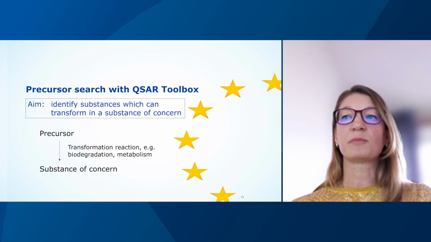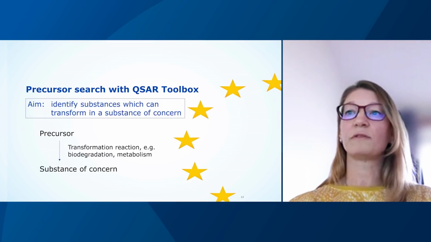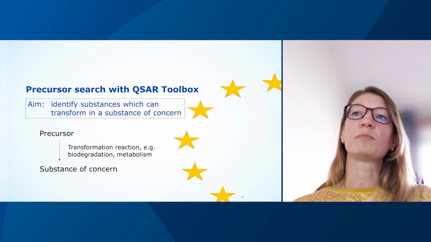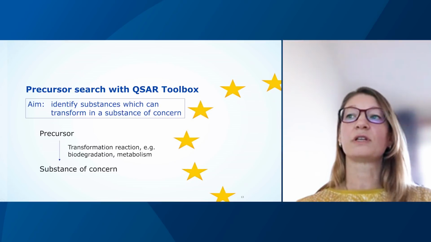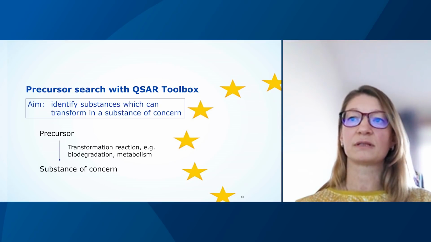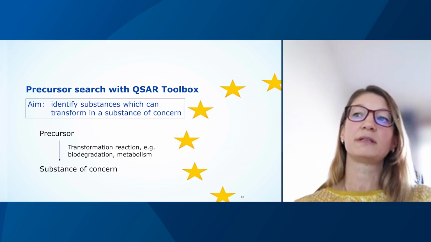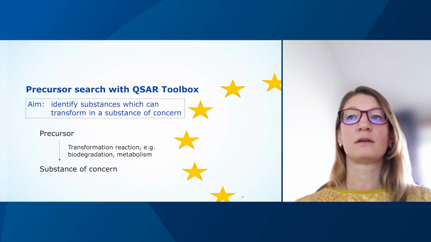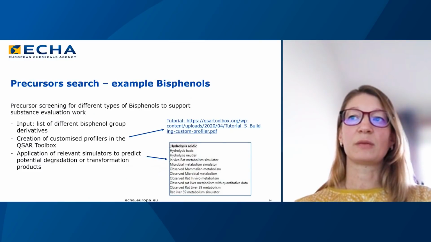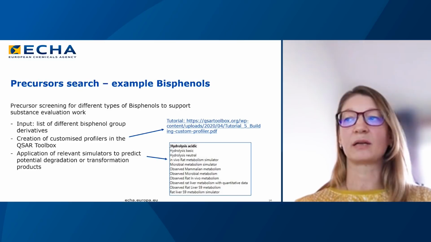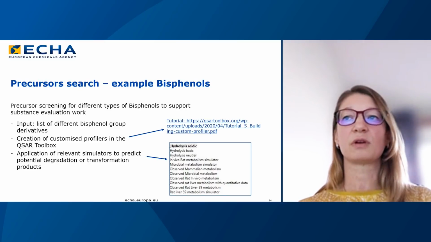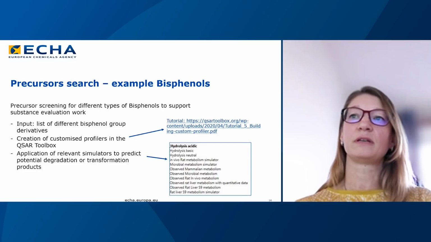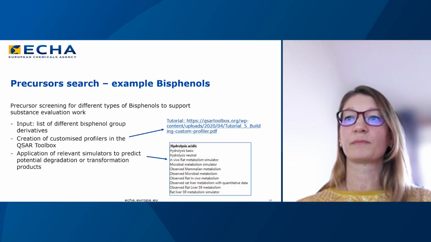In the last part of my presentation, I would like to show you how we facilitate the screening for precursors with the QSAR toolbox. A precursor is a substance which transforms into a substance of interest. In our case, we are interested in precursors of substances of concern. Precursor search can be done for any type of concern, like PBT, CMR, endocrine disruptors. And this first example is about bisphenols, which have the concern regarding endocrine disruption.